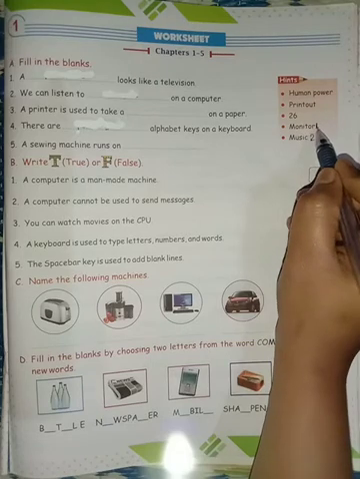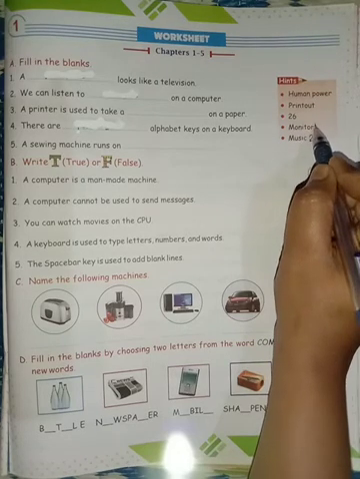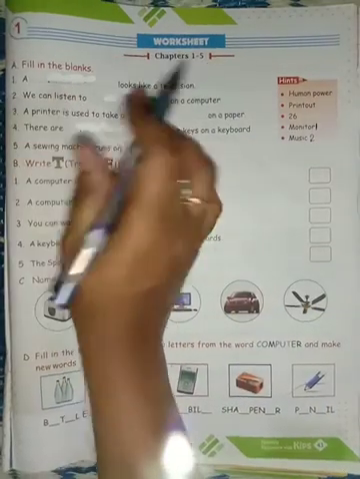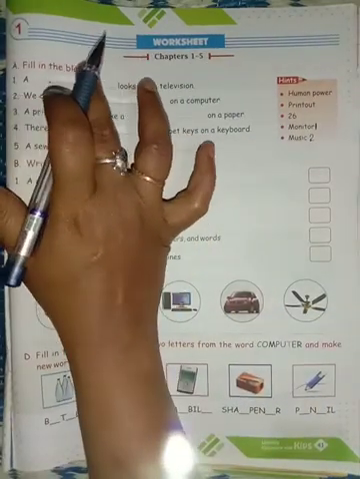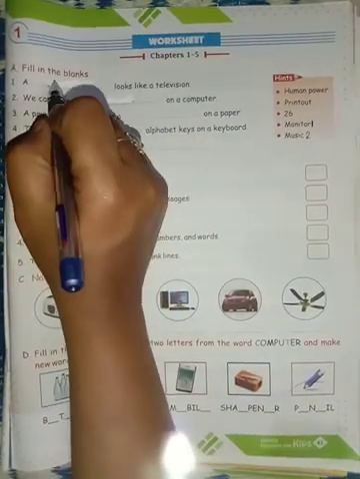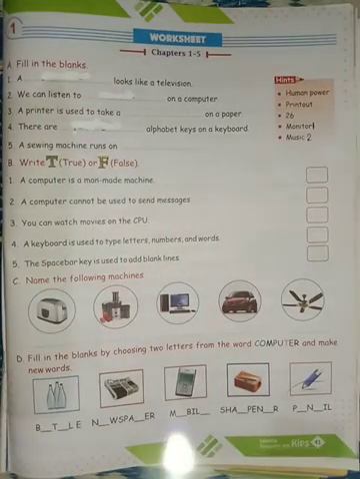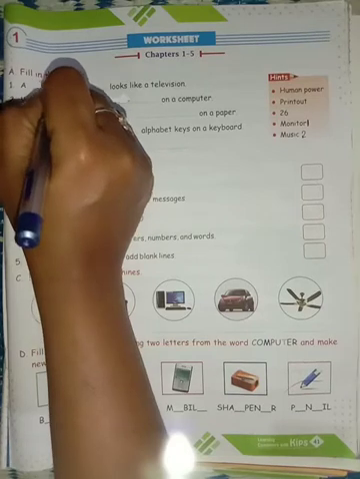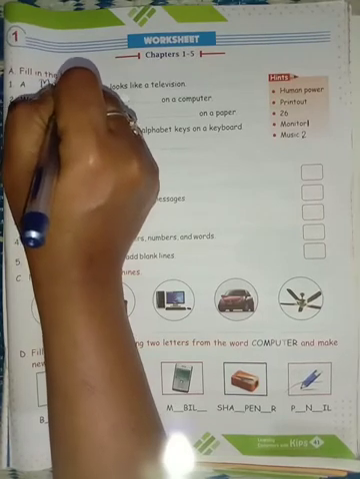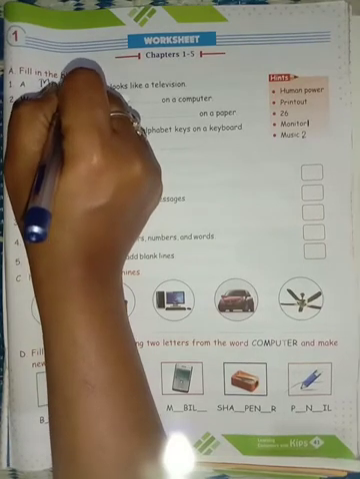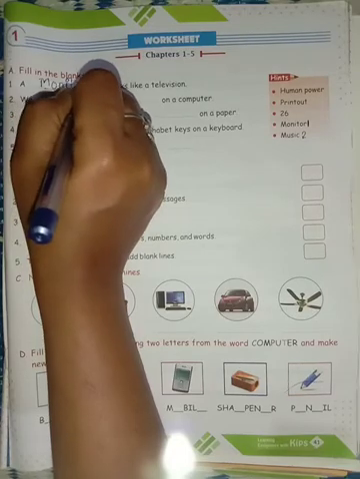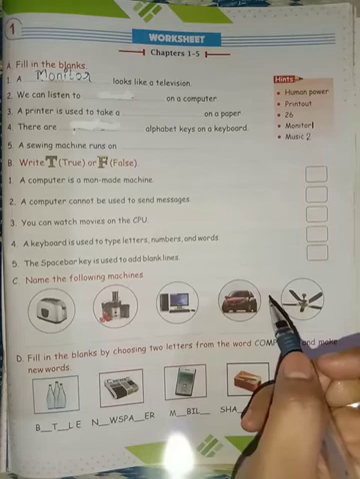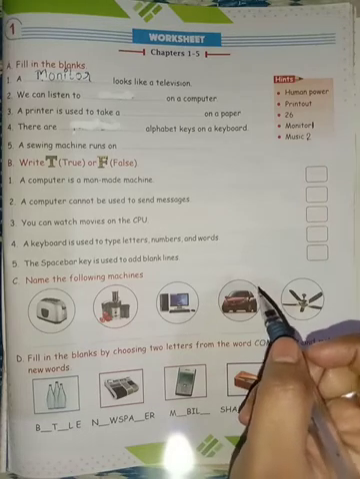So here you all can see I have given a number here, the first answer. So the same answer I will be writing here. Okay, children? M-O-N-I-T-O-R, monitor. The right answer is monitor.